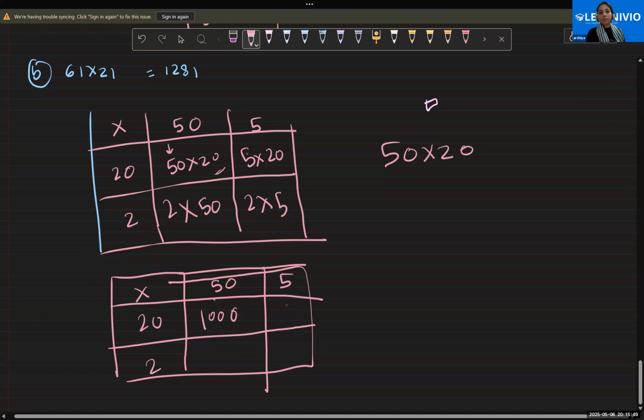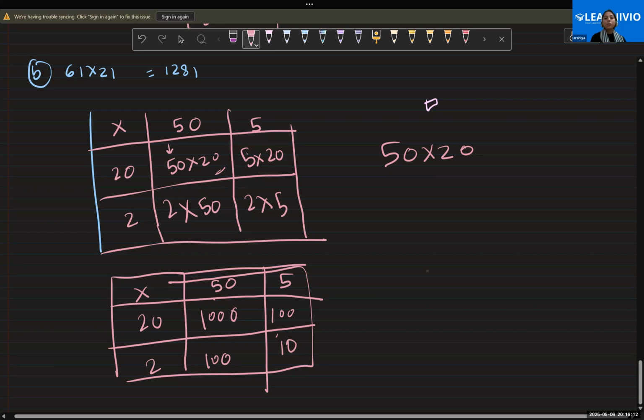100. Yes, 5 twos are 10 and 0 will be 100. How much will be this, 2 times 50? It will be 100. Yes, same answer, 100. Okay. And 2 times 5? 2 fives are 10. Yes.